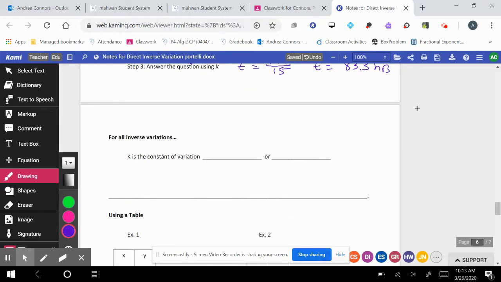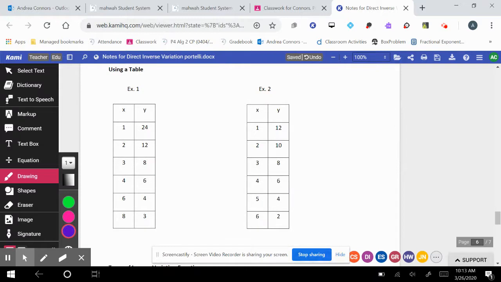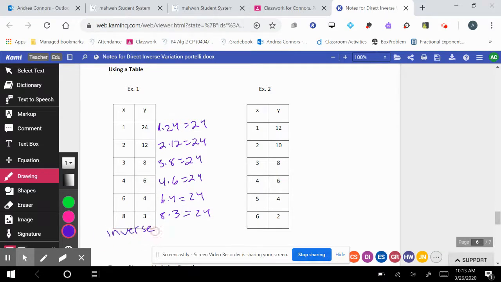K is a constant of variation, so remember y is equal to k over x, or y times x is equal to k. So you can use two different equations. With the tables, if they multiply to the same number, then it's inverse. So 1 times 24 is equal to 24. 2 times 12 is equal to 24. 3 times 8 is equal to 24. 4 times 6 is equal to 24. 6 times 4 is equal to 24. And 8 times 3 is equal to 24. So this is inverse because xy is equal to 24. Your k is equal to 24.